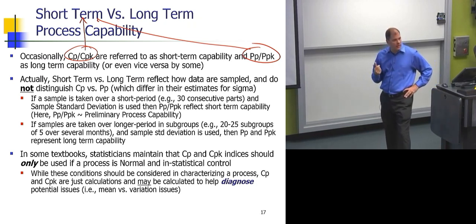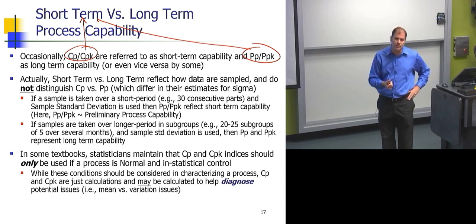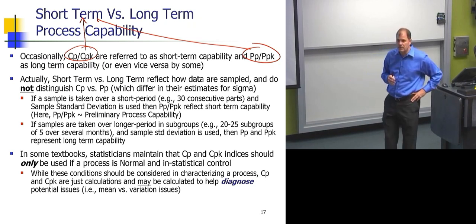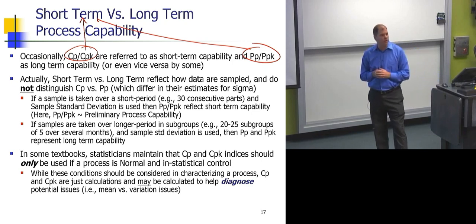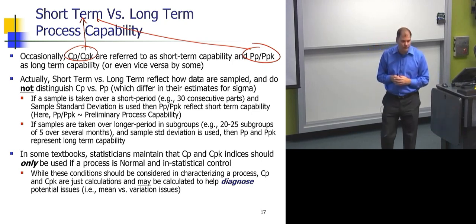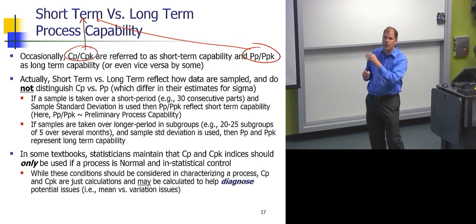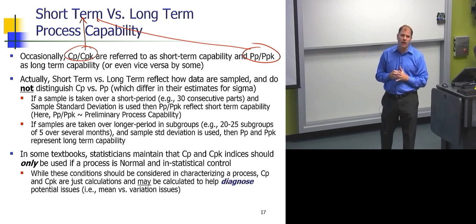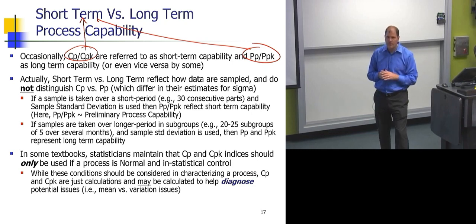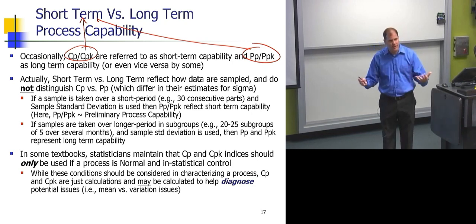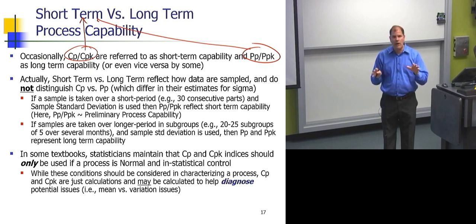The difference between CP, CPK, and PP, PPK is the standard deviation used to estimate them. The idea of short-term and long-term would be based on how you collect data. If I measured 30 parts in a row, that's a measure of short-term. If I measure data spread out over time, that would be a measure of long-term, right? The difference between these indices is related to how they are using standard deviation.